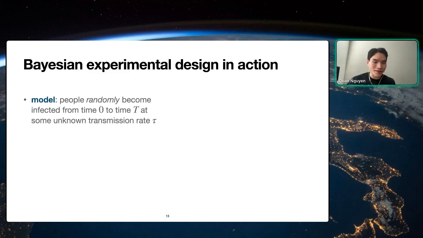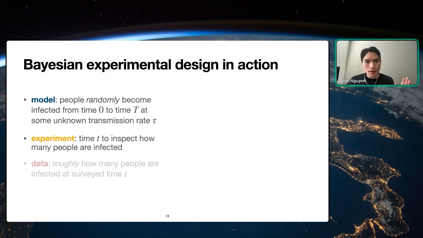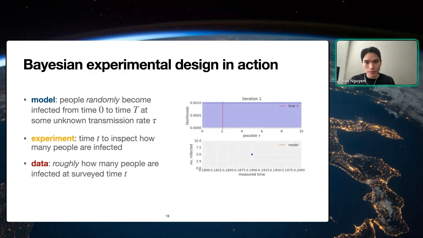Oh, this is actually another example of how Bayesian experimental design is used in the real world. Let's imagine that you are a disease scientist and you are interested in studying the infection rate of a disease, and you build a model based on this infection rate where people randomly become infected according to some unknown rate that you want to model. And what you can do to perform experiments is inspect how many people are infected at a specific time step, and from there estimate the unknown transmission rate.